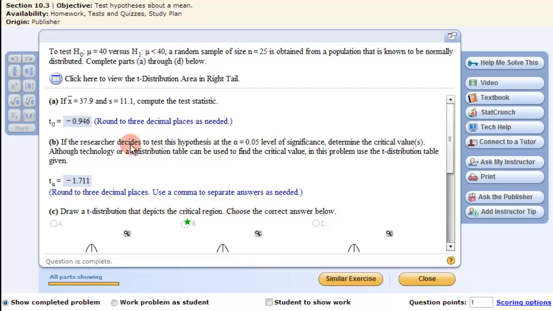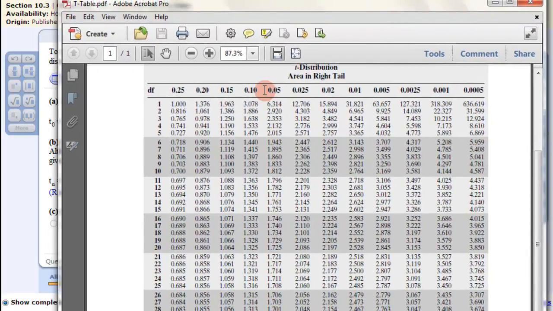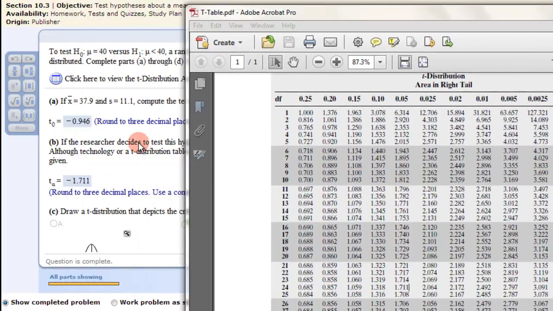It says the researcher decides to test this hypothesis at a level of significance of 0.05. Determine the critical values. Although technology or a t-distribution table can be used, find the critical value in this problem using the t-table given. So we can use the t-table at 0.05. We need the degrees of freedom, which is always one less than n. I go to 0.05, go down to 24 degrees of freedom, and match that up. It says 1.711.